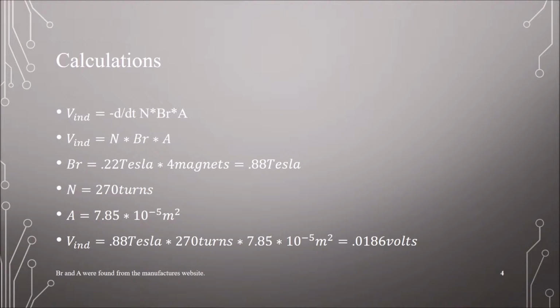To calculate the voltage that is expected, the equation for Faraday's law from class was used. In this case, the voltage can be reduced to N times V times A. The area and the magnetic flux were found from the manufacturer's website. For this experiment, 4 neodymium magnets and 30-gauge magnet wire were used. The magnetic flux was found to be 0.88 teslas, and there were 270 turns of magnet wire. The area was found to be 7.85 times 10 to the negative fifth meters squared, and the predicted induced voltage is 0.0186 volts, or 18.6 millivolts.